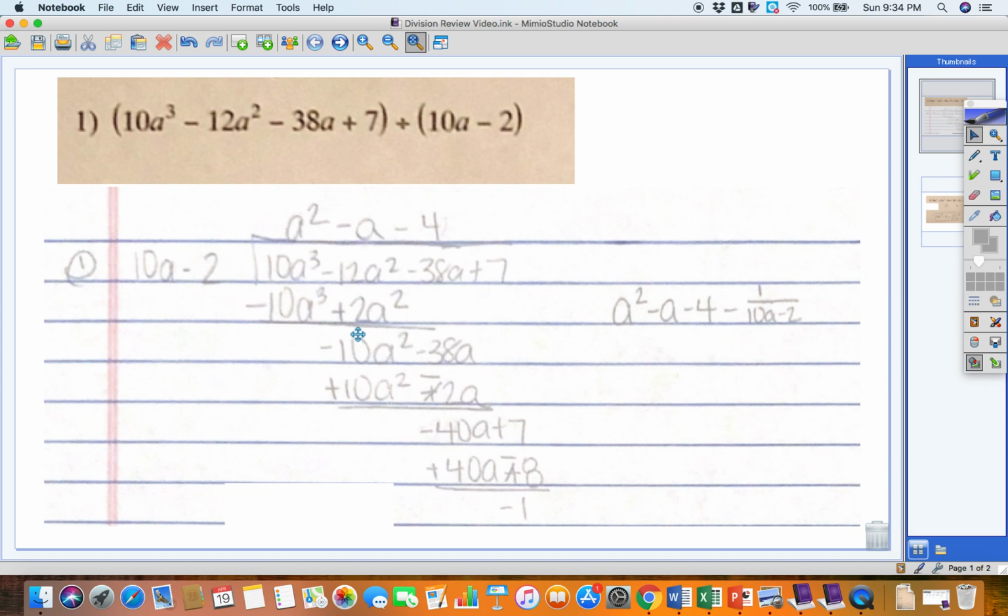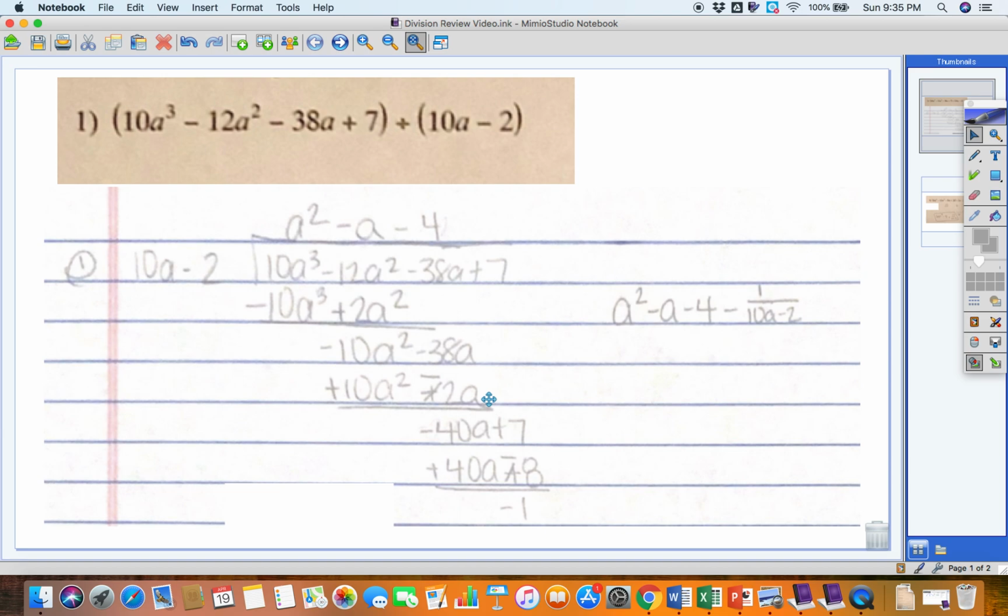Then we start over again. So now we have negative 10a squared divided by 10a. Well, negative 10 divided by 10 is negative 1. A squared divided by a is a. So we're left with negative a. Then we multiply our negative a times our whole binomial here. So negative a times 10a is 10a squared, negative 10a squared. And then negative a times negative 2 is positive 2a.